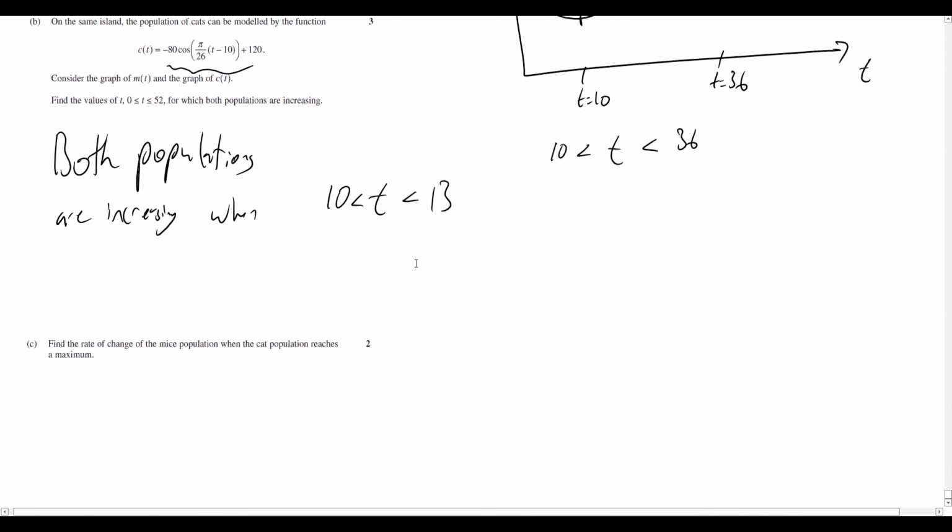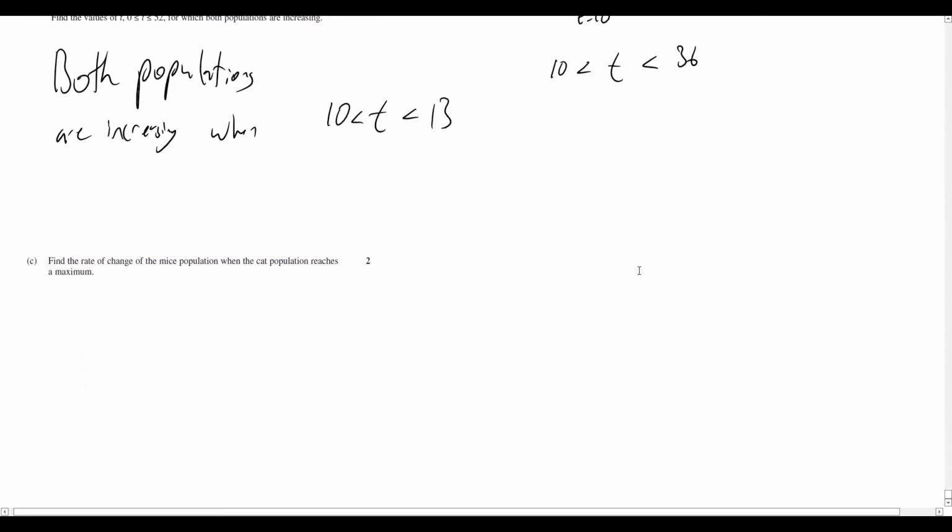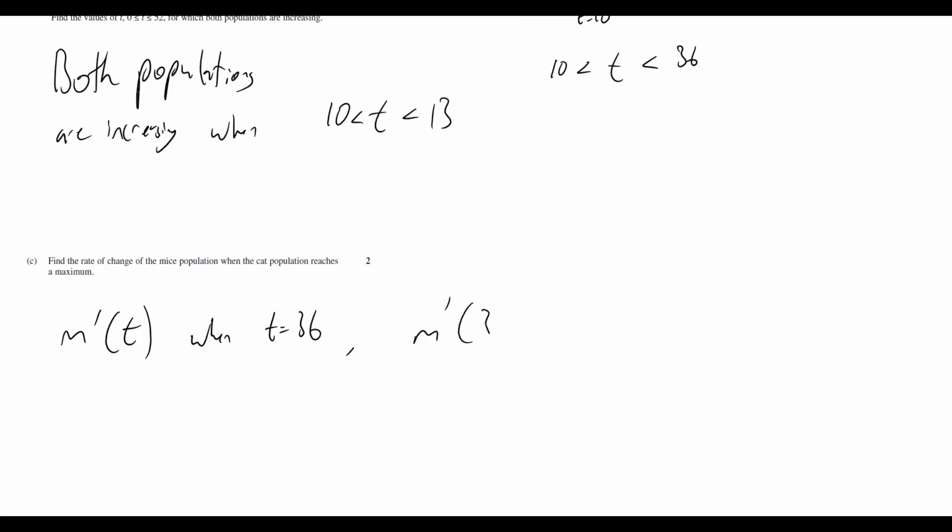Now moving on to the very last section of this exam, it says, find the rate of change of the mice population when the cat population reaches a maximum. So we've already identified that the cat population reaches a maximum at t equals 36. So what we need to do now is just see, well, what's the rate of change? That just means we're looking for our first derivative. Okay, so we're looking for m prime of t when t equals 36. So let's figure out m prime of 36.